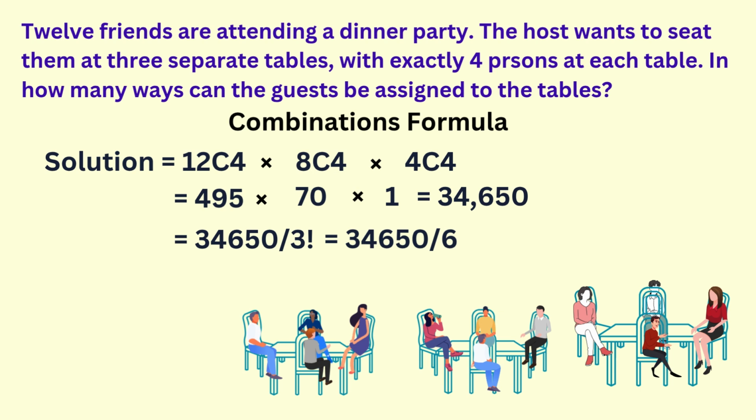So the final number of ways the 12 guests can be assigned to 3 identical tables, with 4 guests each, is 34,650 divided by 6, which is equal to 5,775 ways. Always remember, when dividing people into identical groups, you need to account for duplicate arrangements by dividing appropriately. That's by the factorial of the number of persons or objects in each group.